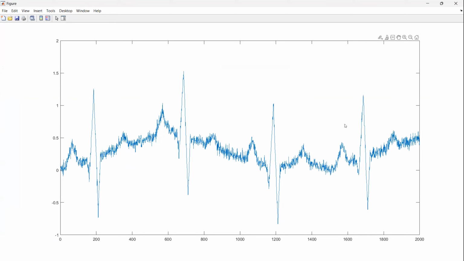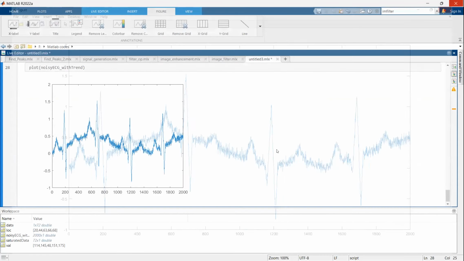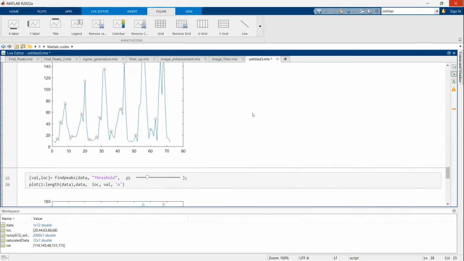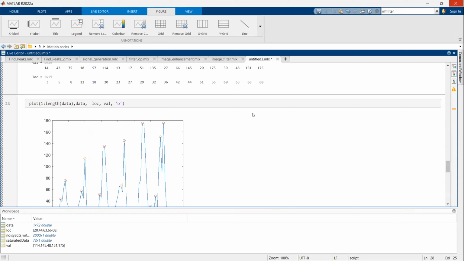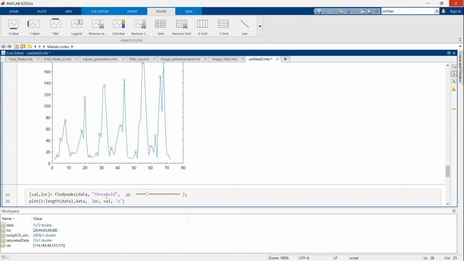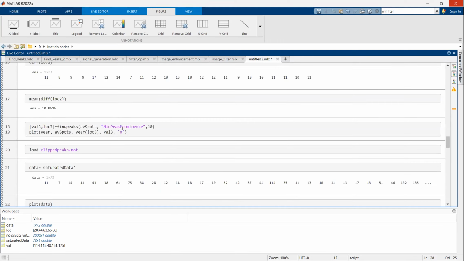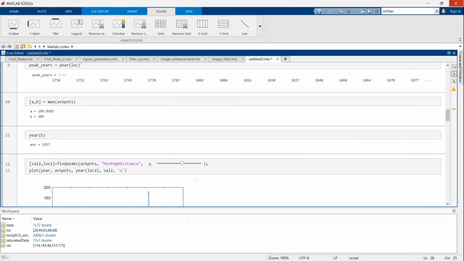Okay, so you have to try this at home and see if you can find the peaks as well. Any questions so far? Any questions regarding this one? Find peaks. Okay, so try with different thresholds, different values, minimum peak prominence, then minimum peak distance.